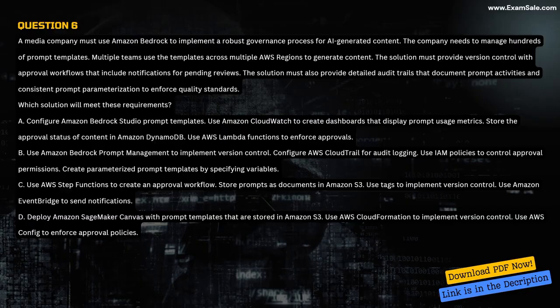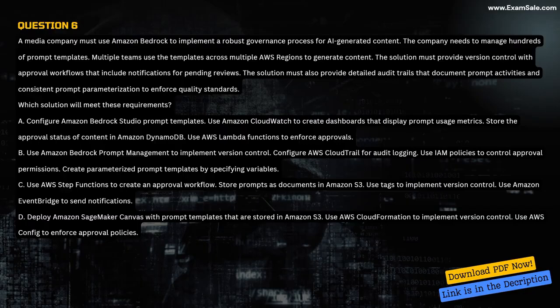D. Deploy Amazon SageMaker Canvas with prompt templates that are stored in Amazon S3. Use AWS CloudFormation to implement version control. Use AWS Config to enforce approval policies.